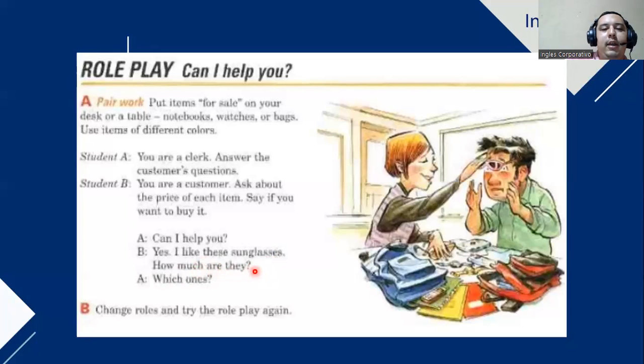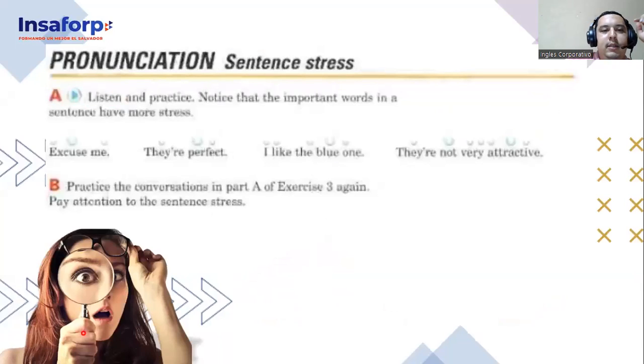How much are they? Why do we use the plural form of be, are? Because, as we already mentioned, we were making emphasis on the plural. We are not going to use a singular form, we're going to use a plural form. And it said, which one? Which ones? It means in Spanish, cuáles. And let's move to the following slide.